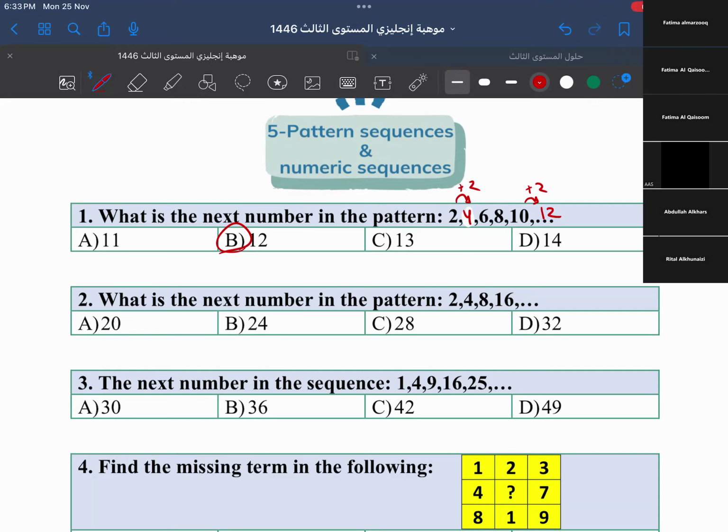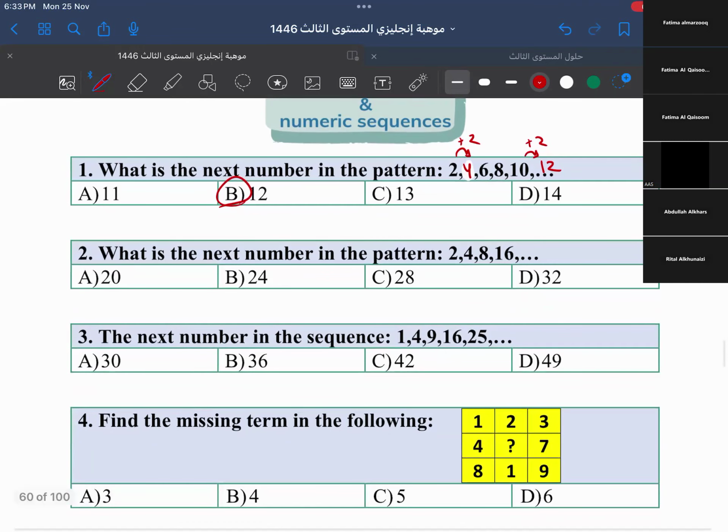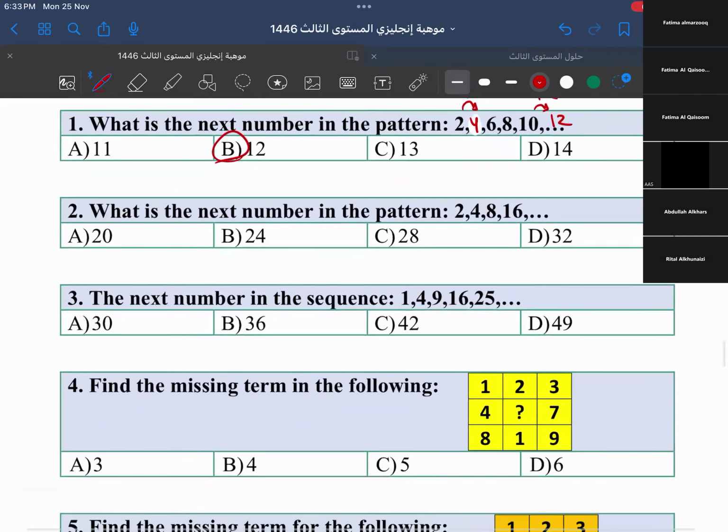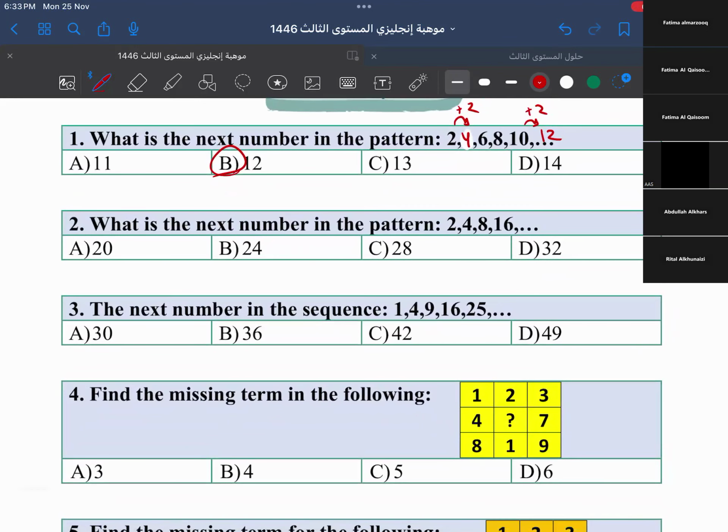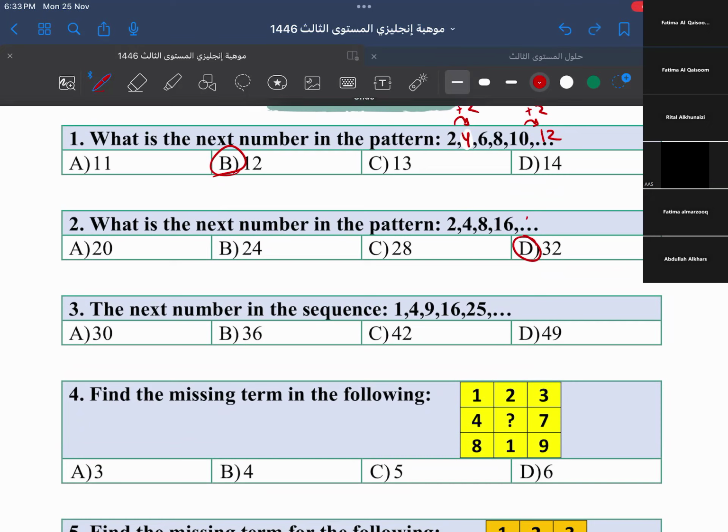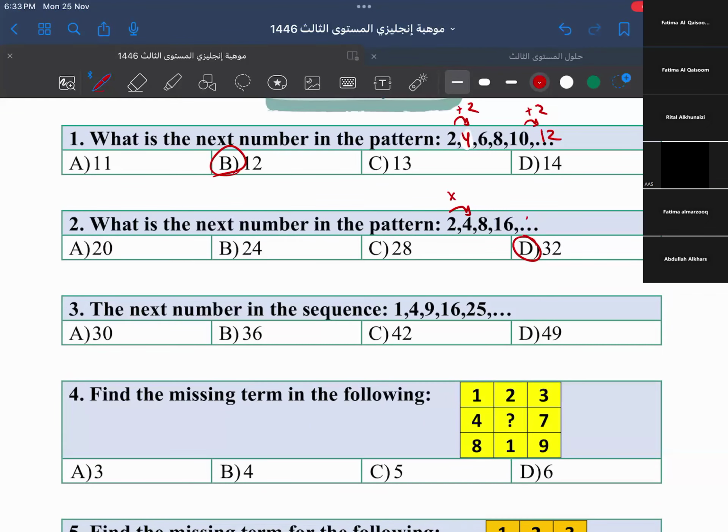Okay, the next question here, they're asking also about the pattern of the numbers. It's going to be 32. What is the pattern here? Multiplying by 2. Multiplying by 2, exactly. Here we have to multiply by 2 each time, and then I'm going to get the answer.